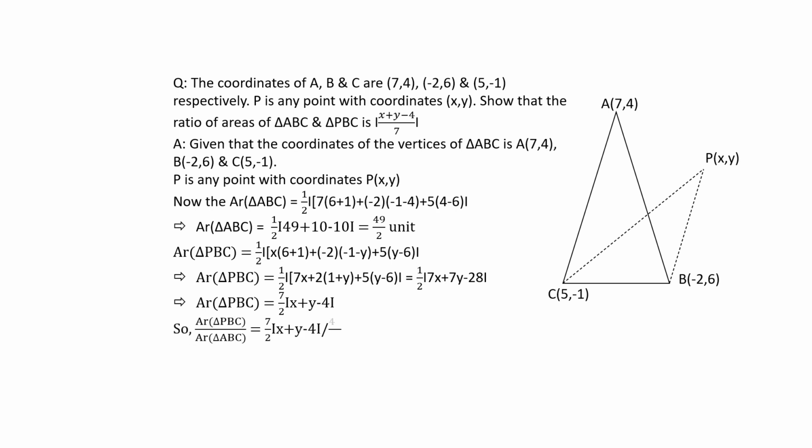Now the area of triangle PBC by the area of triangle ABC equals 7/2 determinant of (x + y - 4) divided by 49/2. So in both numerator and denominator 2 gets cancelled, and we get (x + y - 4) divided by 7. Hence proved.